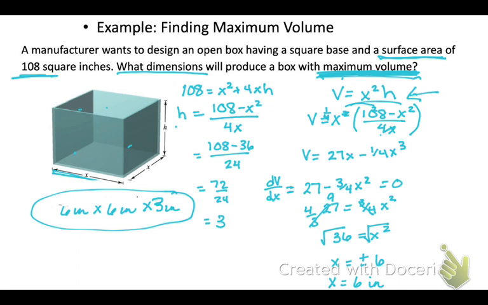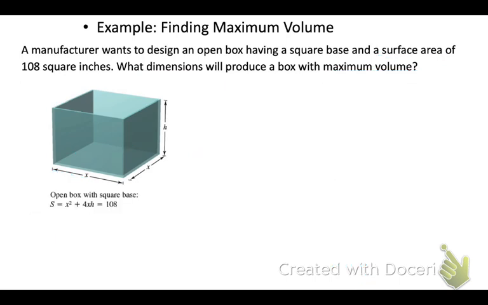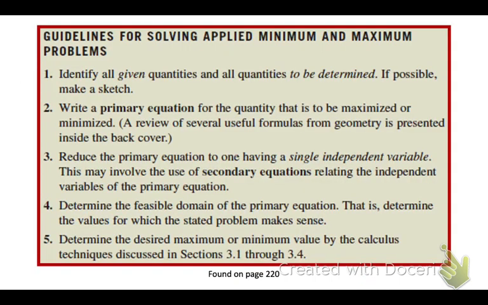Okay. So on page 220, if you want to write this down, you may. I am not going to sit here so you can write it all down. But this is basically what it's on page 220. You can find it. Guidelines for solving applied minimum and maximum problems. Identify all the given quantities and all the quantities to be determined. We knew we had surface area and we knew we had volume, correct?